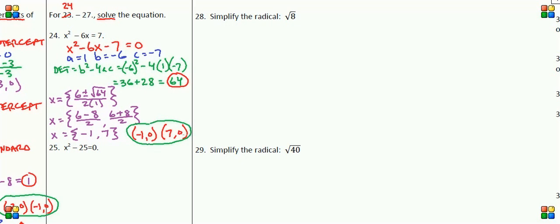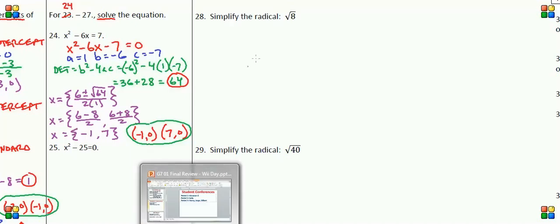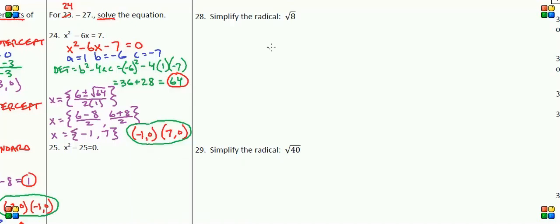Okay, let's simplify some radicals. Number 28 says simplify the radical square root of 8. Now, of course, some of you want to just plug that in your calculator, but you're going to get a repeating decimal, probably. So it's going to be hard to simplify that, and you're going to have to estimate. We don't want an estimate. We want an exact number.